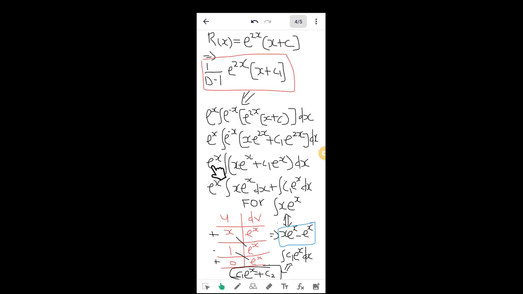Then here e^x is multiplying the integral of the whole of this. So we try to integrate this one separately. We integrate the first part, which is x e^(-x) dx, plus we integrate the other part, which is c1 e^x dx. Here we can clearly see that this integration is by parts, because this is a linear function x multiplying another function, an exponential function. Two functions multiplying, so by parts.